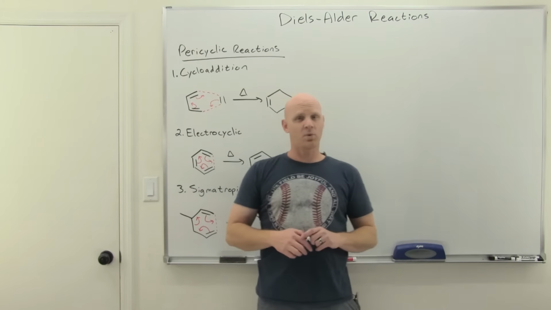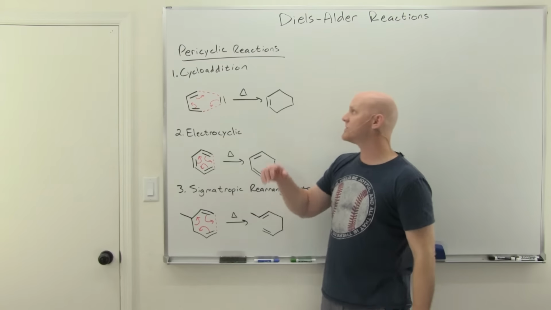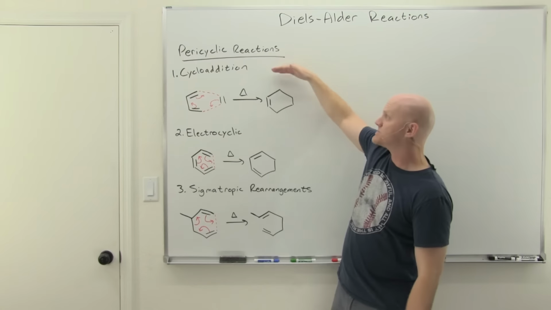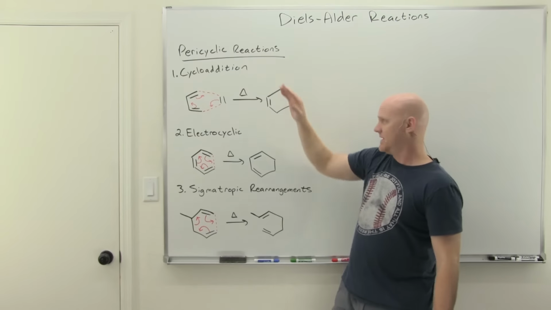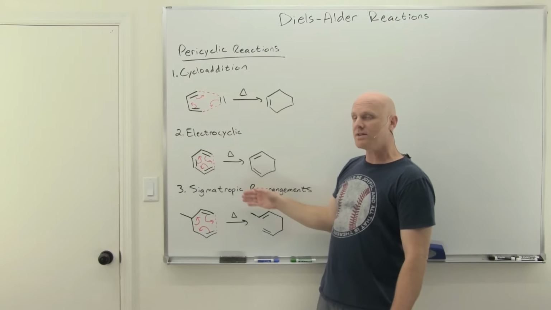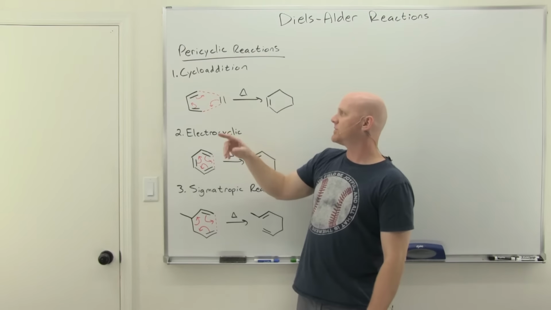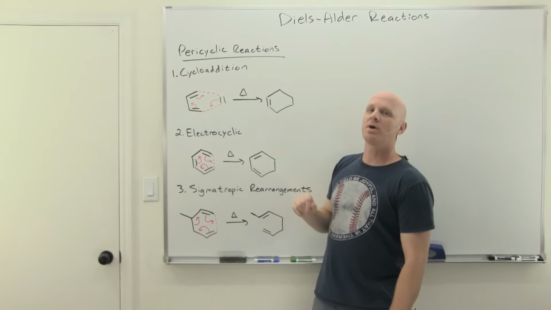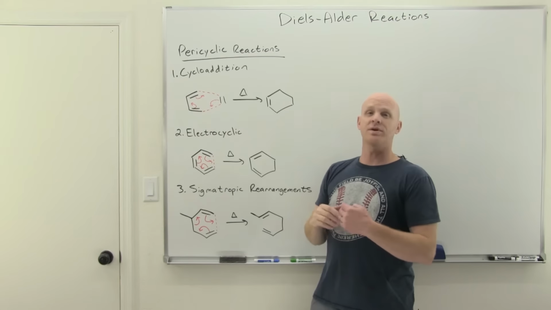All right, so before we dive headlong into Diels-Alder reactions, once again, it is just one of these pericyclic reactions, and it's specifically a type of cycloaddition. And if we take a look at each of these 3 really briefly, a cycloaddition typically involves 2 reactants combining to form a single product, and in the process is going to form a ring.